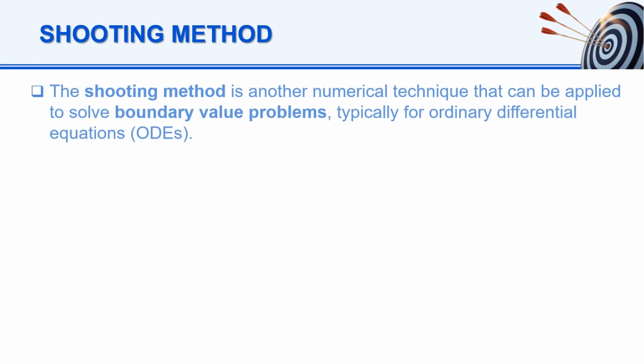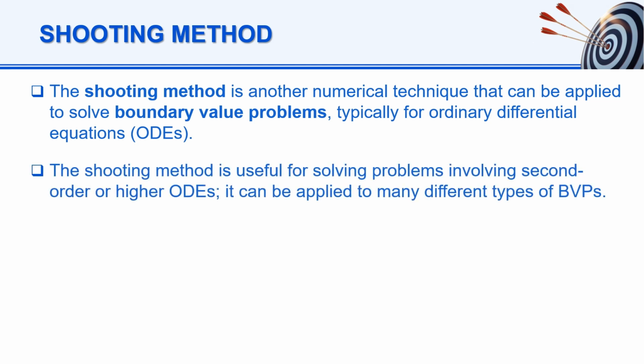The shooting method is another numerical technique that can be applied to solve boundary value problems, typically for ordinary differential equations. The shooting method is useful for solving problems involving second-order or higher ordinary differential equations. It can be applied to many different types of boundary value problems.